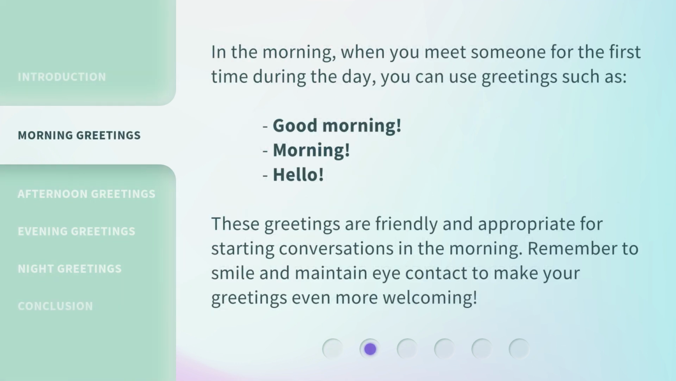In the morning, when you meet someone for the first time during the day, you can use greetings such as good morning, morning, hello. These greetings are friendly and appropriate for starting conversations in the morning. Remember to smile and maintain eye contact to make your greetings even more welcoming.